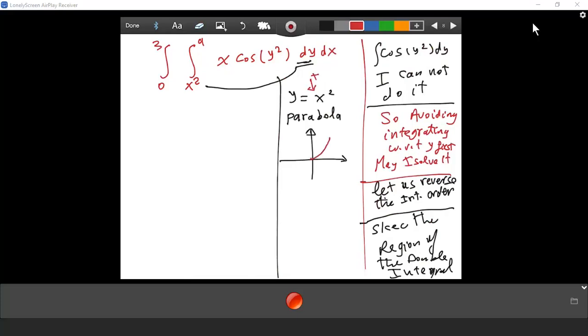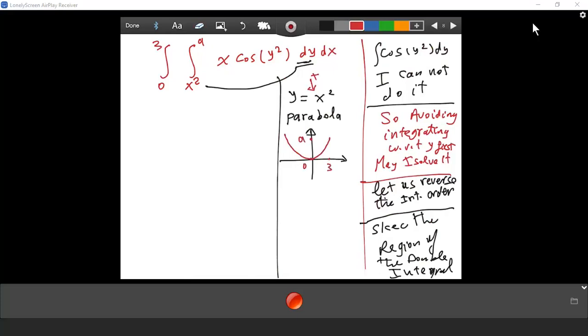Okay. So this is a parabola. And then y goes from this one to a, right? What about x? x goes from 0 to 3, right? So where is my region?